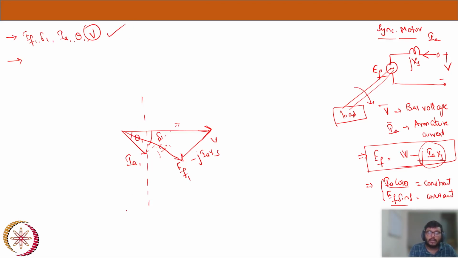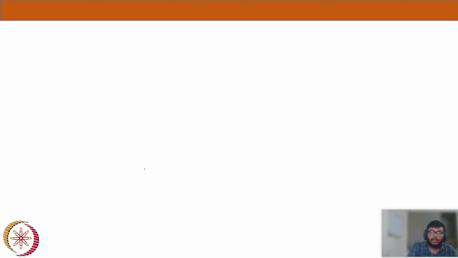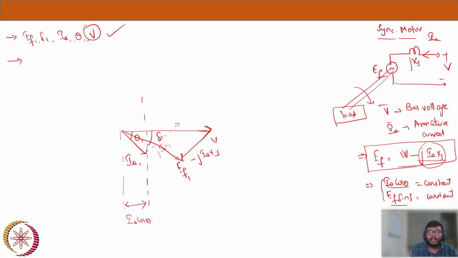Now we can see IA cos theta is constant, and also EF sin delta. This is delta, and this vertical length would be EF sin delta. So these two need to be constants.